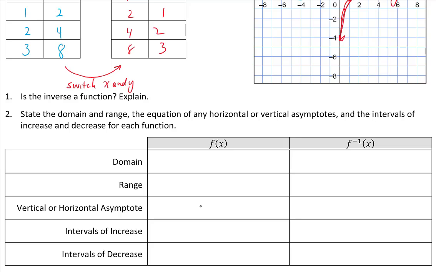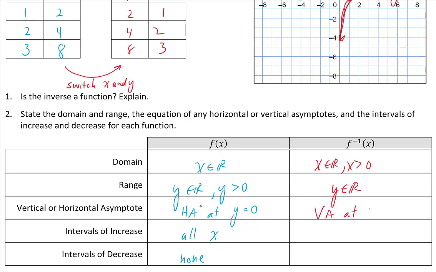Take a moment now and complete the following table, and then check your work. We notice for an exponential function that the domain is x is any real number, and the range is y is any real number, but y is greater than 0. And we can see that is switched for the inverse.